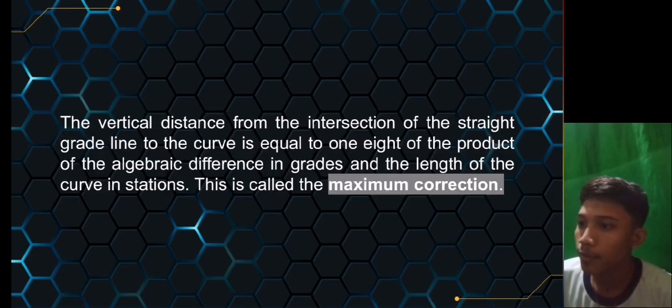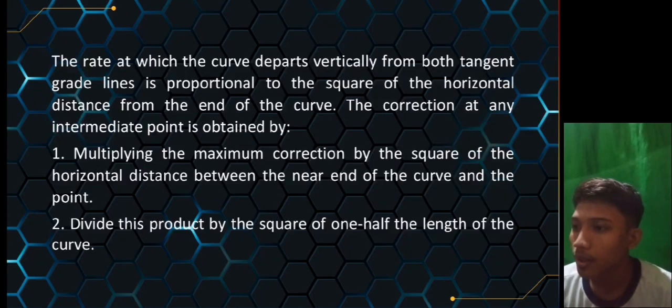The vertical distance from the intersection of the straight grade line to the curve is equal to 1/8 of the product of the algebraic difference in grades and the length of the curve in stations. This is called the maximum correction. The rate at which the curve departs vertically from both tangent grade lines is proportional to the square of the horizontal distance from the end of the curve.